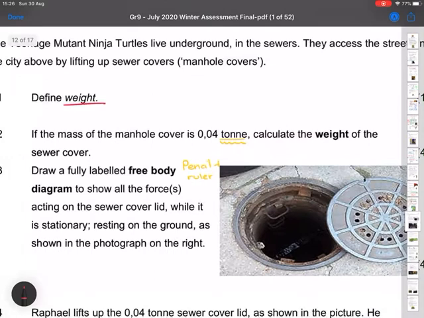So the mass of the manhole cover is 0.04 tons. That you need to convert to kilograms because ton is not an SI unit. So calculate the weight.